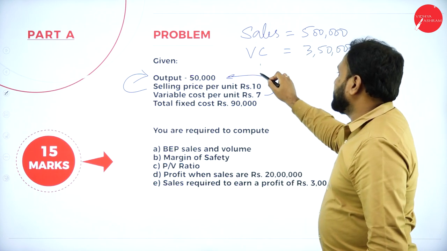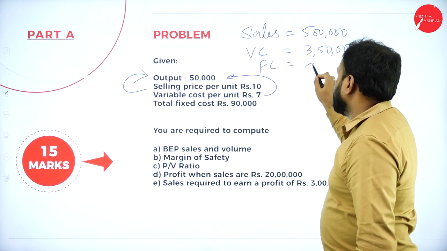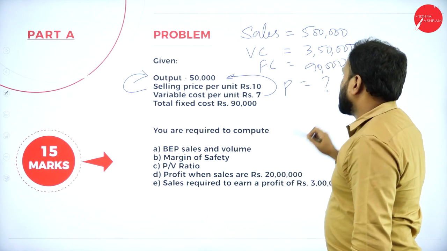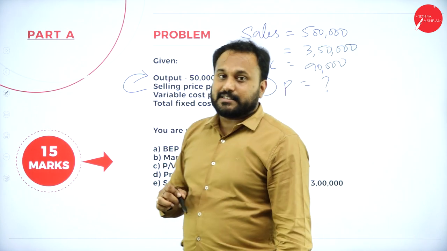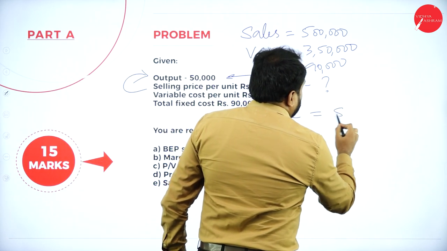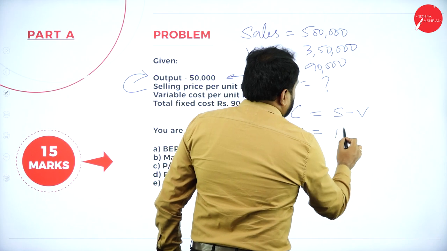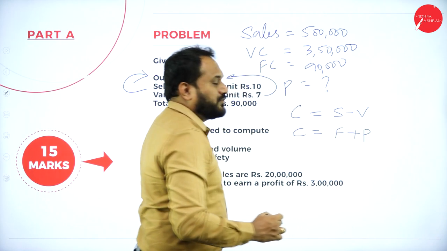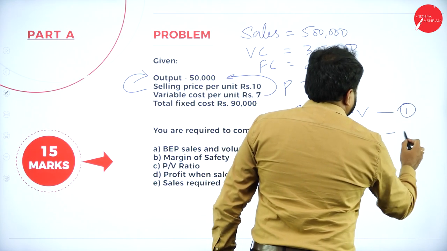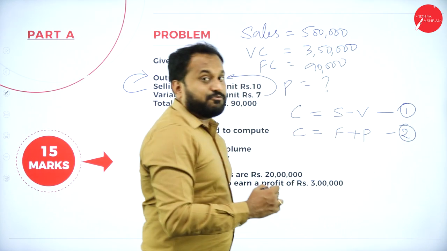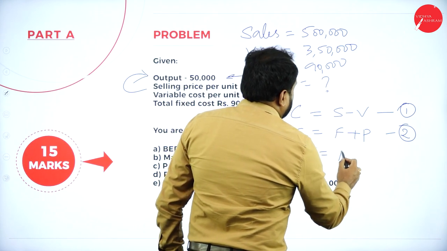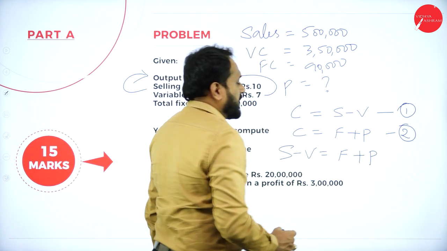Now, what is my fixed cost? My fixed cost is equal to 90,000. So what is my profit? Question mark. How to find the profit? I'll go with a simple approach. C is equal to S minus V. C is equal to F plus P. There are two formulas for contribution. This is the first formula, this is the second formula. From 1 and 2, I can write S minus V is equal to F plus P.